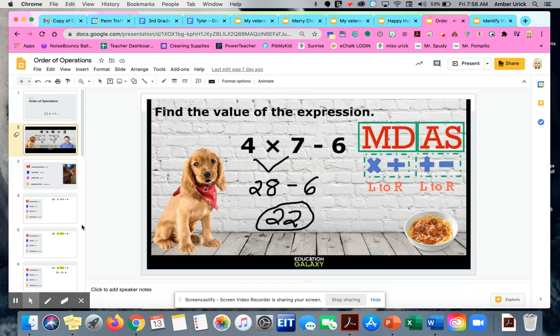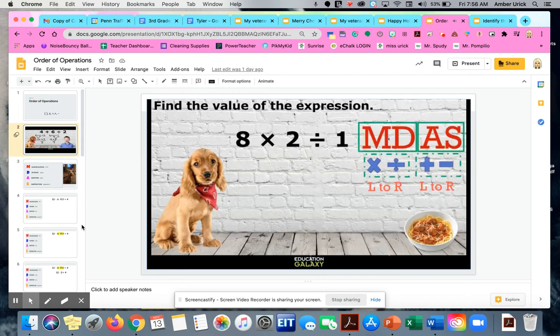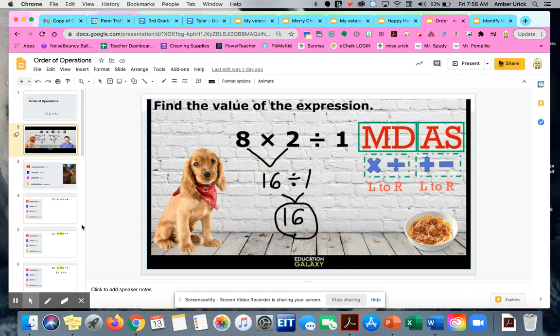Let's try another. Find the value of the expression 8 times 2 divided by 1. First, we look for multiplication or division. I see both this time, so we must go left to right. 8 times 2 first, which is 16. Then divided by 1 is 16. We're on a roll. Let's keep going.